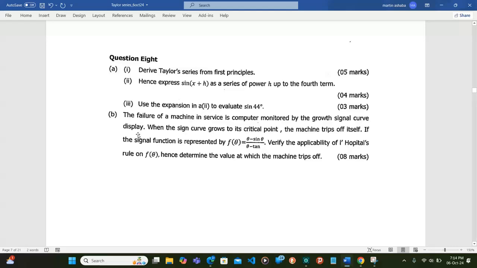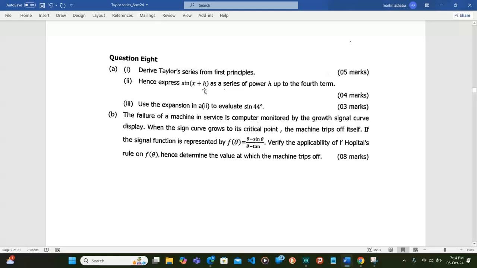So the next one: the failure of a machine in service is computer monitored by the growth signal curve display. When the signal curve grows to its critical point, the machine trips off itself. If the signal function is represented by this, verify the applicability of L'Hospital's rule on f of theta, hence determine the value at which the machine trips off. So we are going to look at that later on.